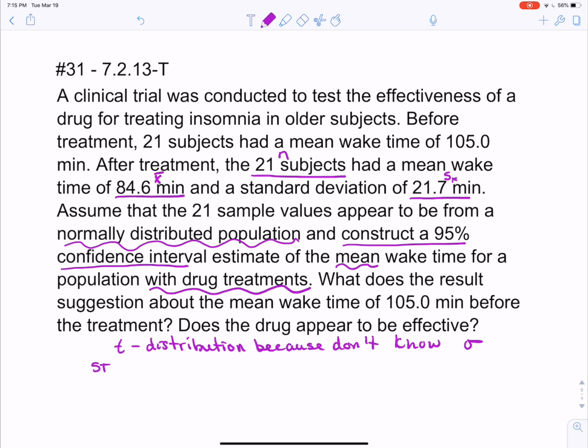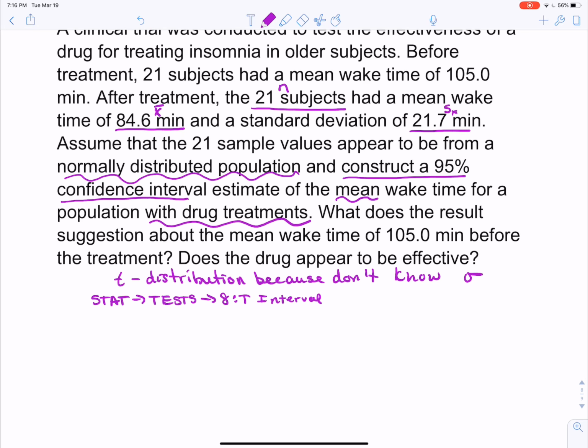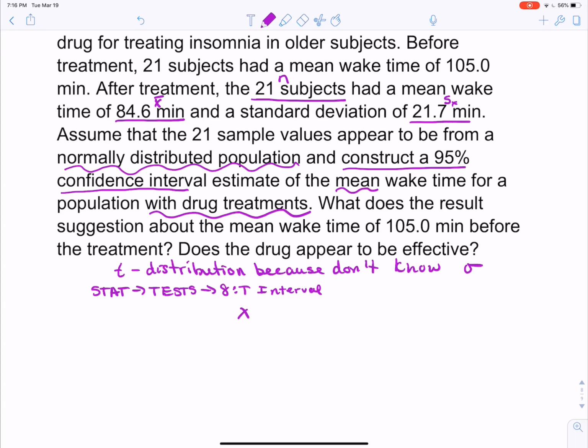So I'm going to hit my stat, tests, and then I'm still going to choose option 8, that t interval. If I knew my sigma, I would choose option 7, the z interval. When I do that, they ask me for my sample mean, which is 84.6. They ask me for my sample standard deviation, which is 21.7. They ask me for my sample size, which is 21. And they ask me for my confidence level. If we look back up, we needed a 95% confidence interval, so that confidence level is 0.95.